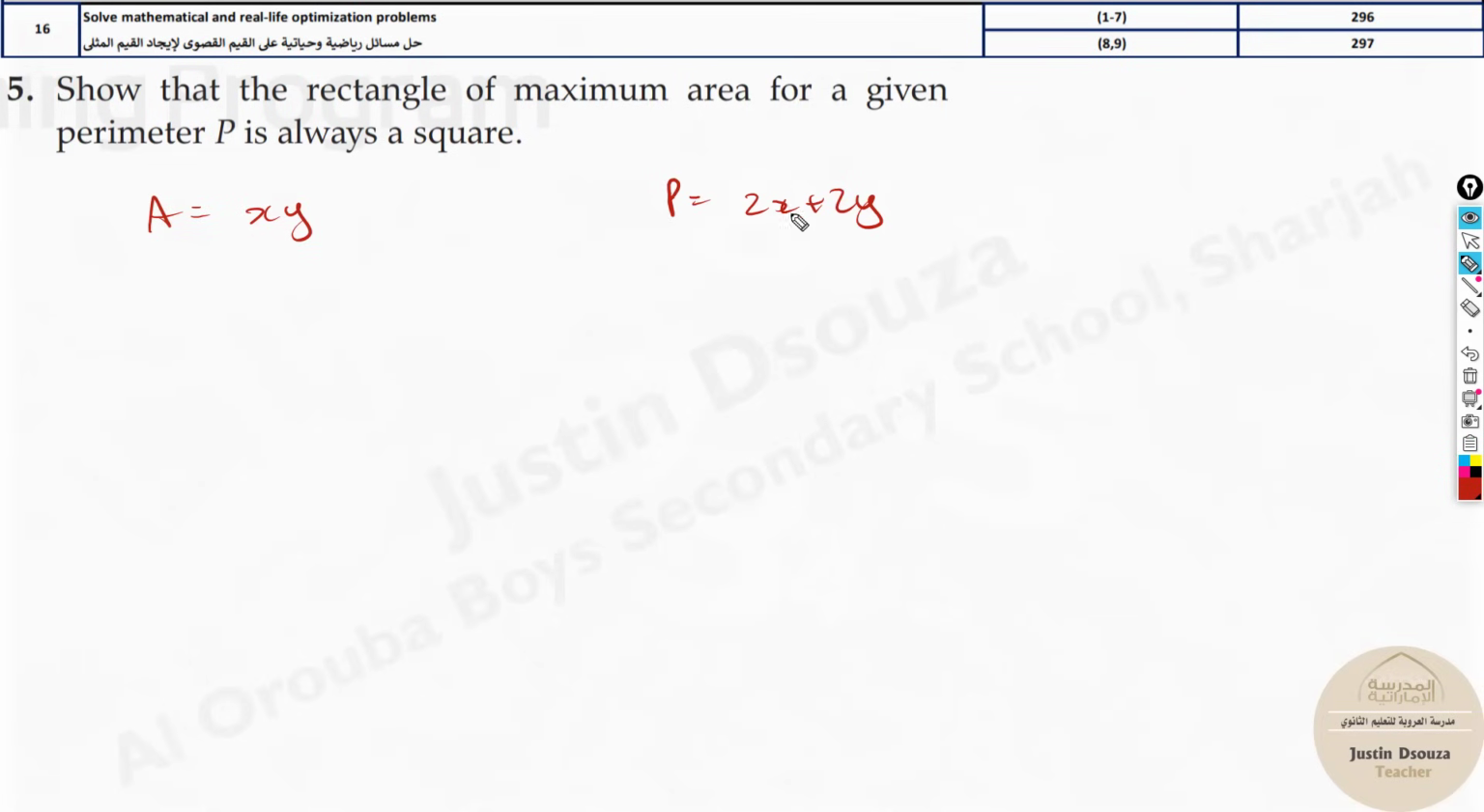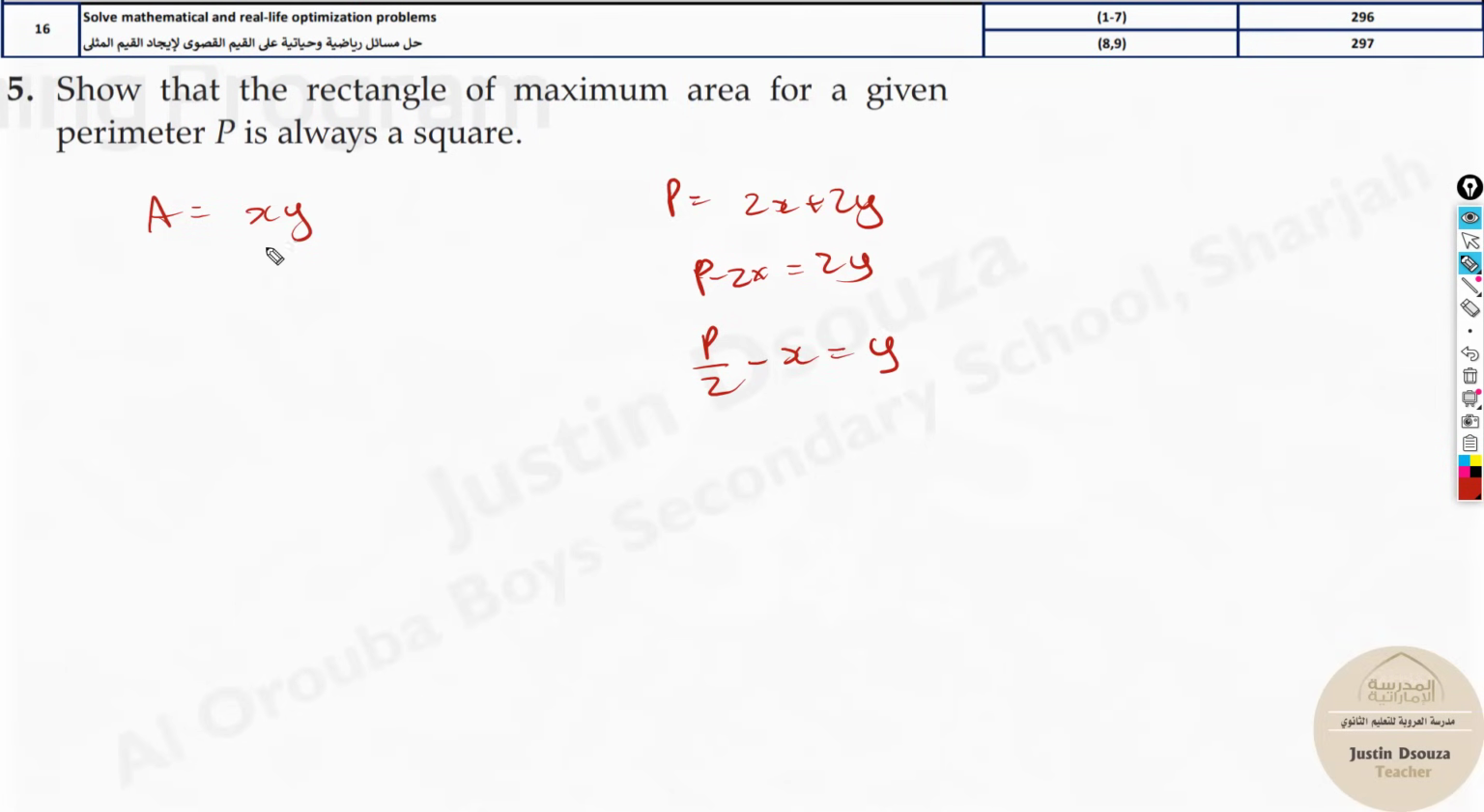Leave this. Now rearrange the perimeter in terms of y. So what we do is take this 2x to the other side: P minus 2x equals 2y. It's just like how we solved previous problems, but they have told us to maximize area where the perimeter is P. P is the perimeter. They have not given a value, so imagine this is a constant. Divide both the sides by 2. It will be P by 2 minus x is equal to y.